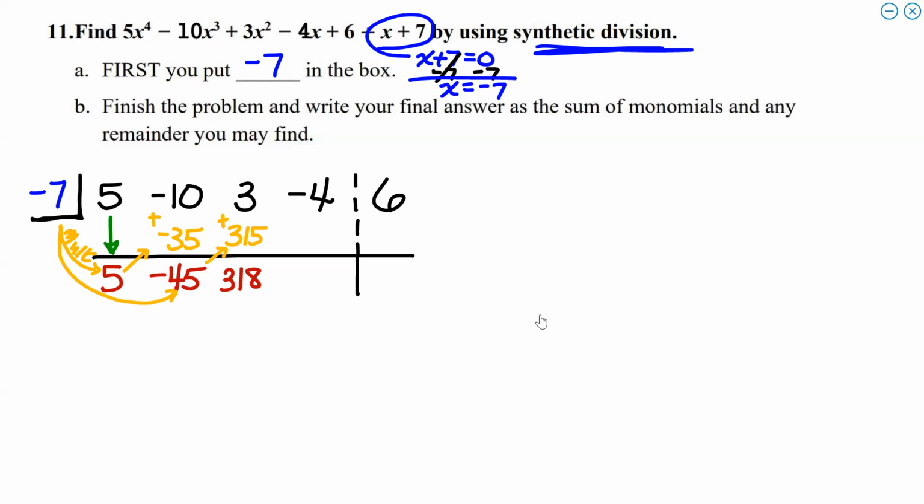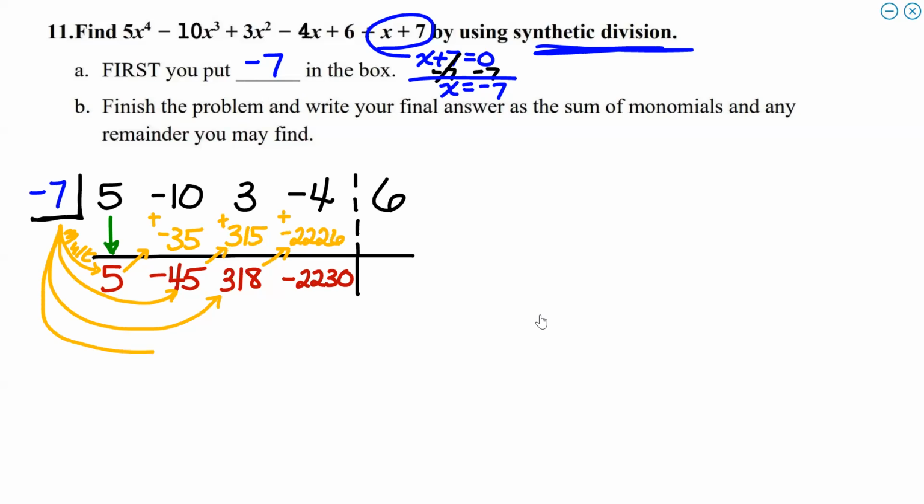Then what do I do? Multiply again. We're going to get an enormous number. What do I get when I multiply those? Negative 2,226. I got 26 when I did this, because you should have gotten 318. We're going to add that to the number up above. And so I get negative what? 2,230. Huge numbers here.